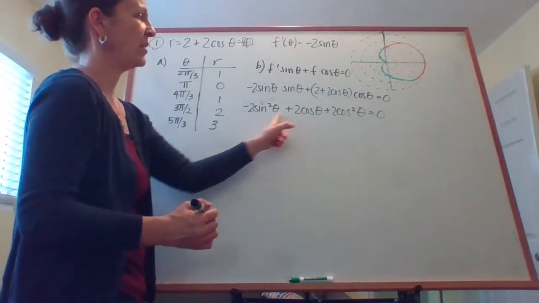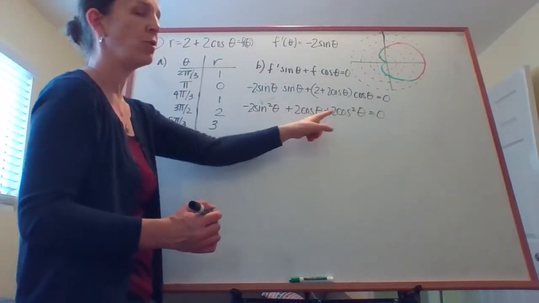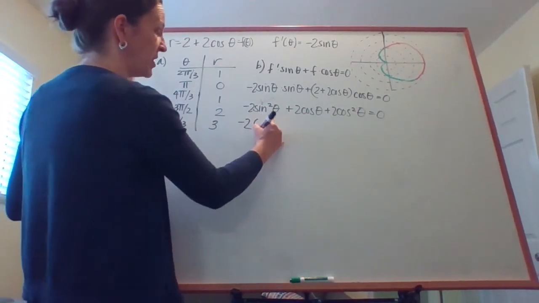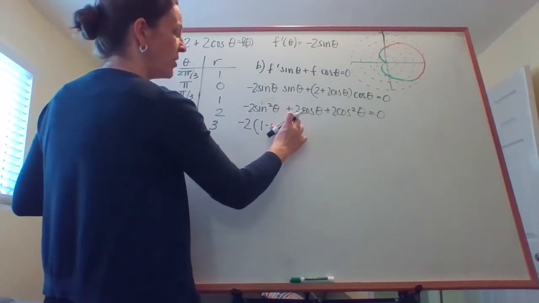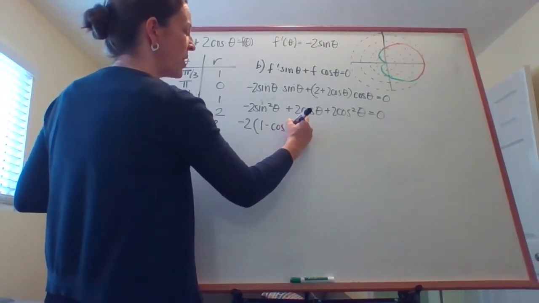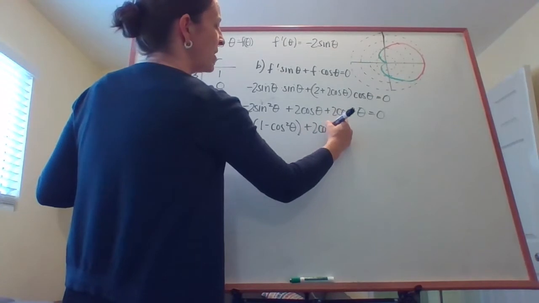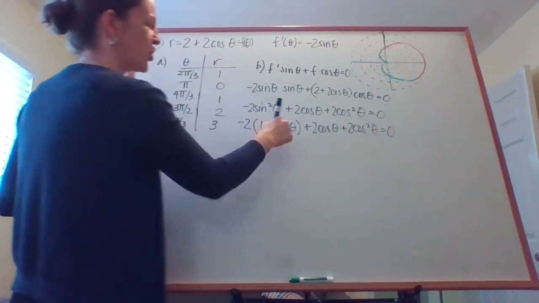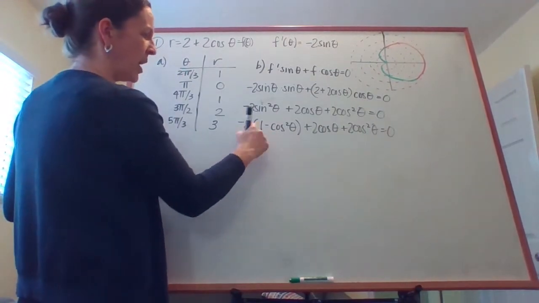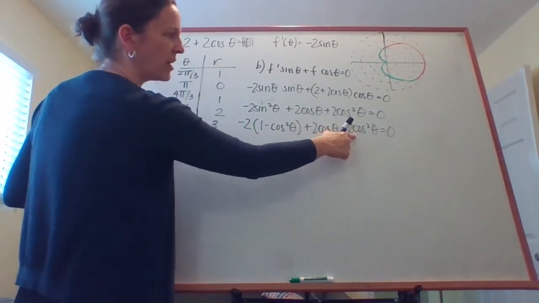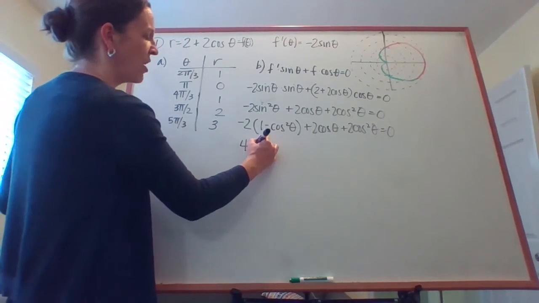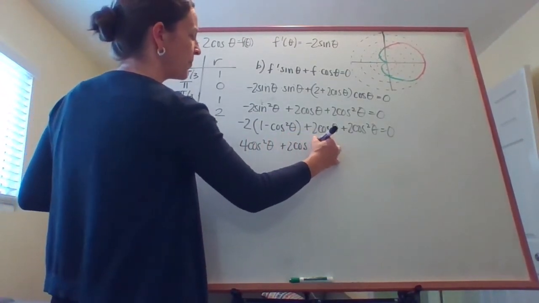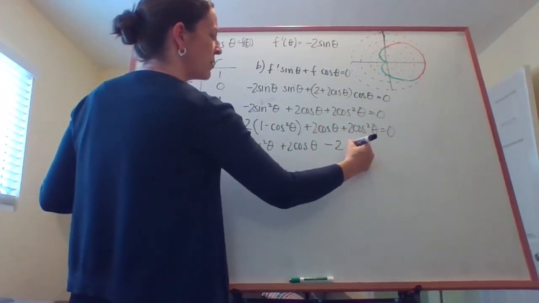Now, if I want to be able to factor this, I need everything to be in terms of cosine and cosine squared, and right now I have the sine squared. So remember, we would do the Pythagorean substitution. Sine squared is 1 minus cosine squared plus 2 cosine theta, 2 cosine squared. If I distribute and combine like terms, I'm going to end up with a positive 2 cosine squared, and I have another 2 cosine squared, so that's 4 cosine squared plus 2 cosine theta minus 2.